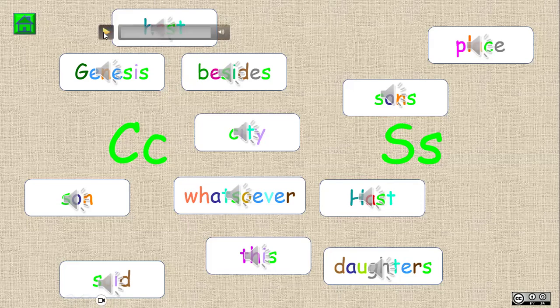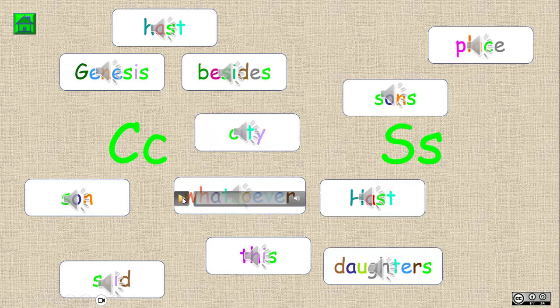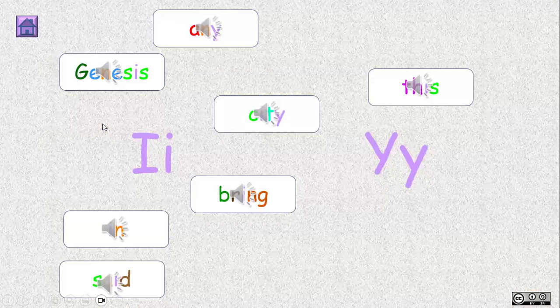We'll start up here with hast, Genesis, sun, said, besides, city, whatsoever, this, place, sons, hast, daughters. The sound is it.